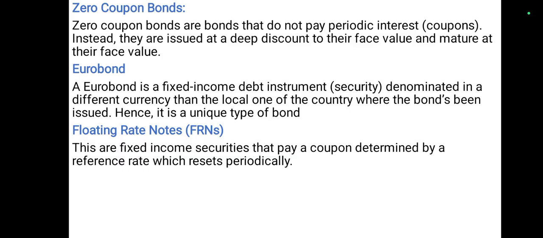Next, we have Eurobond. A Eurobond is a fixed income debt instrument that is denominated in a currency different from the local one, where the bond has been issued. Hence, it is a unique type of bond.